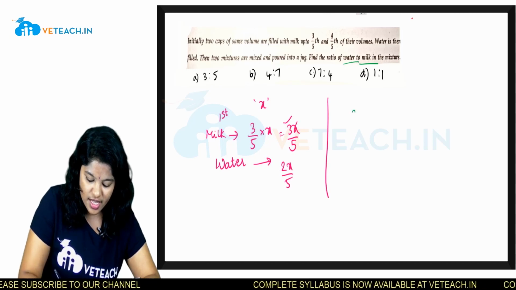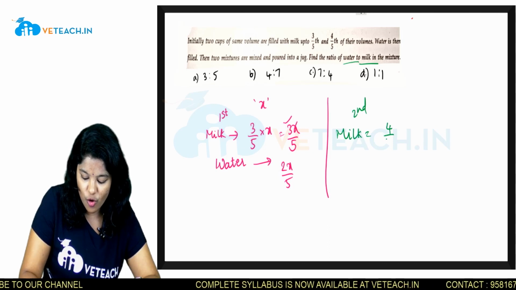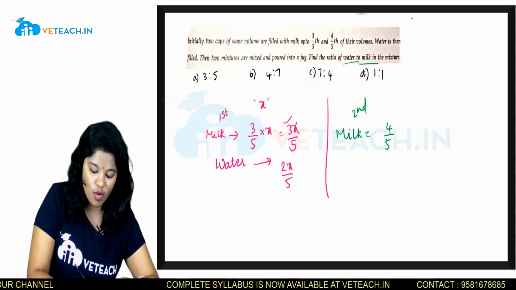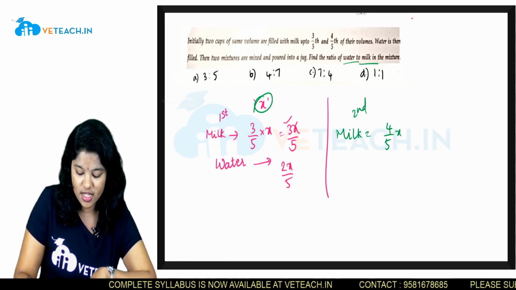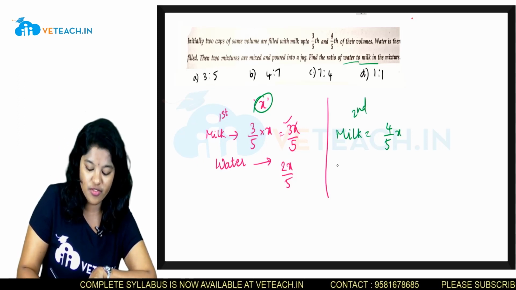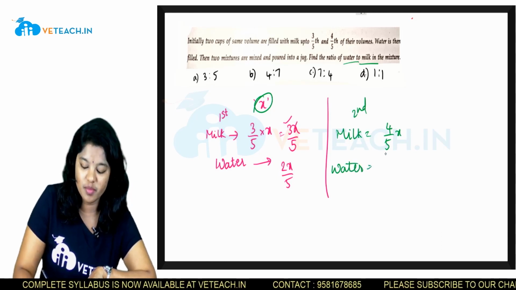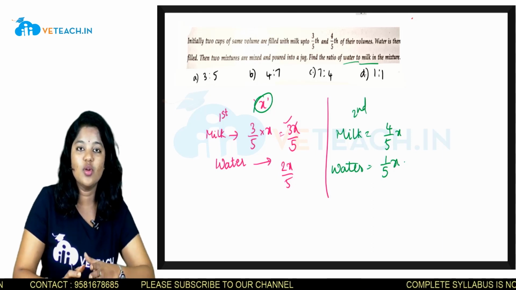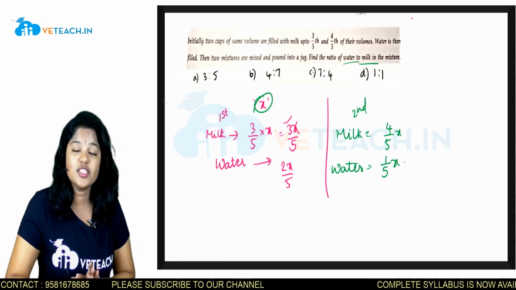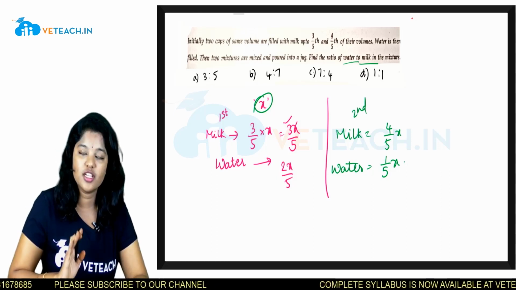Next, in the second cup, milk is filled with 4/5 part of the total volume. The total volume is the same as that of the first cup, that is X. So 4/5 of X is filled with milk. Out of 5 parts, 4 parts are filled with milk and the remaining 1 part is filled with water. Now the liquids in these two cups are mixed well. Now we should find out the ratio of water to milk.